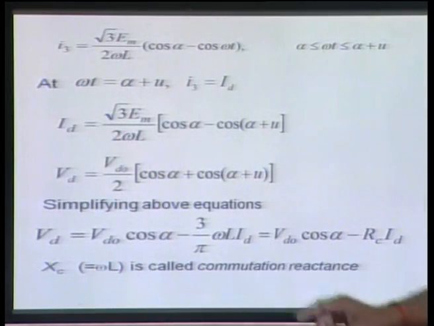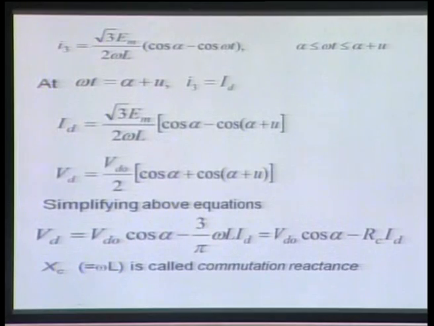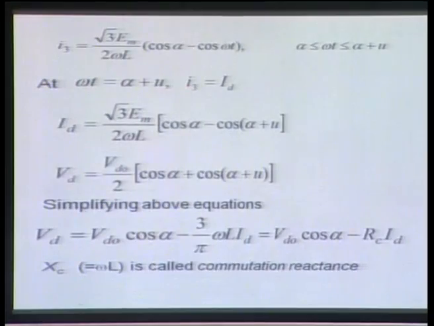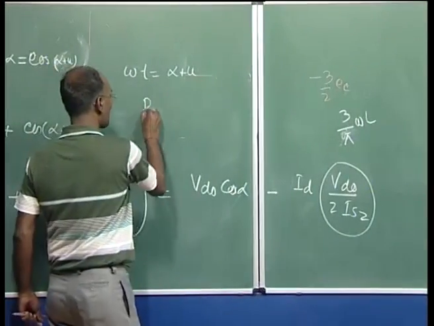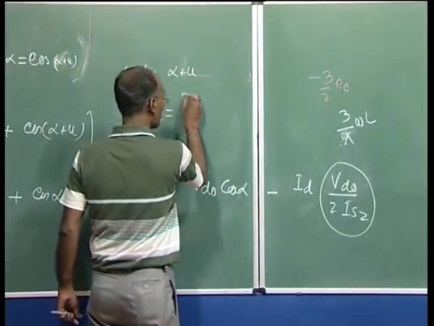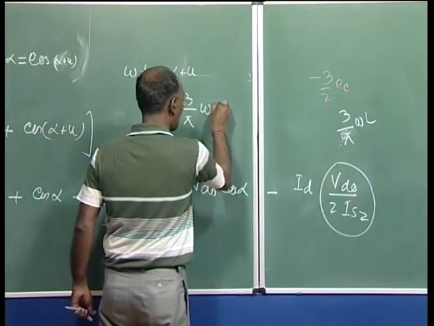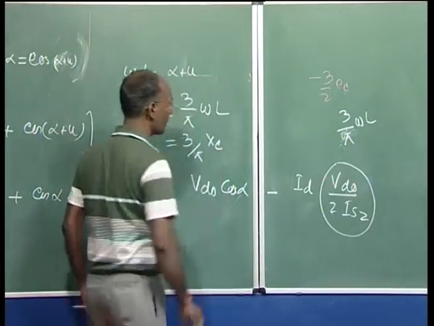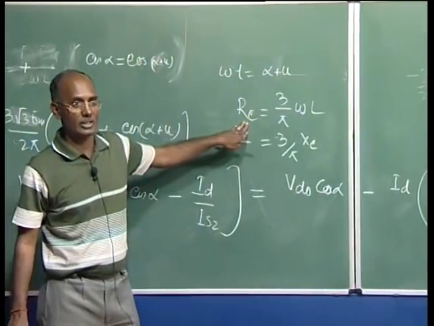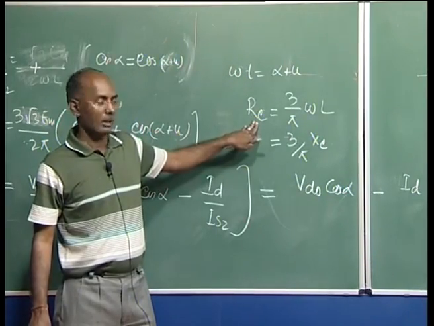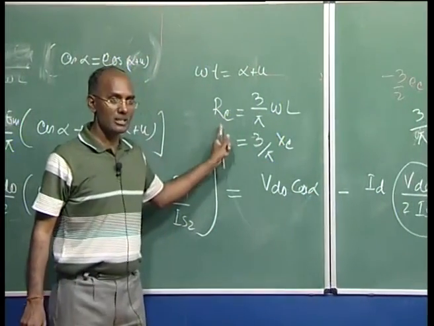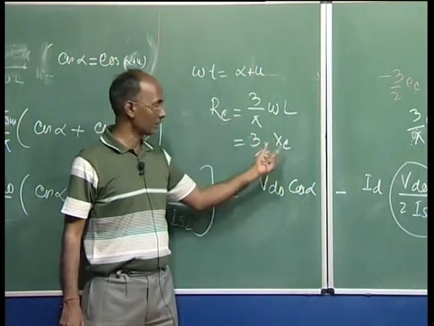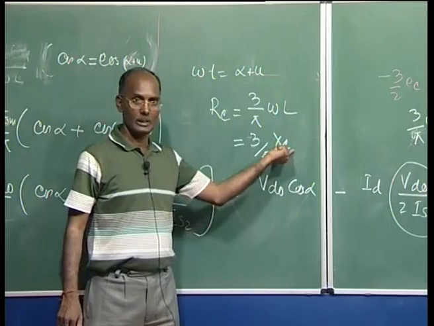This omega L is known as the commutation reactance, and the resistance is 3 upon pi Xc. So I can write here RC is 3 upon pi omega L, and that is equivalent to 3 over pi Xc. This is the equivalent commutation resistance, and here the unit is ohm because omega L is there. This is the commutation reactance.